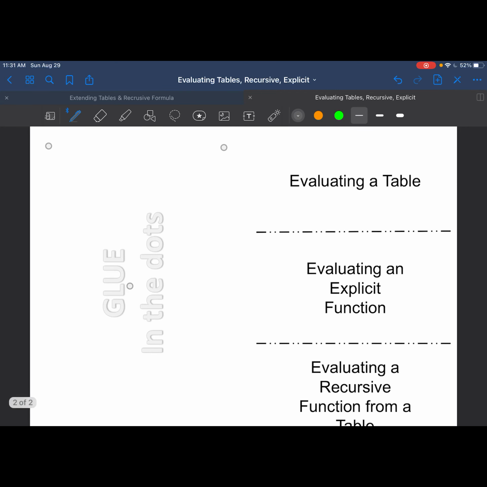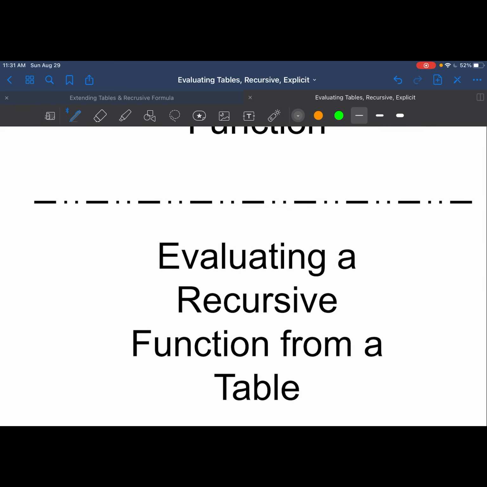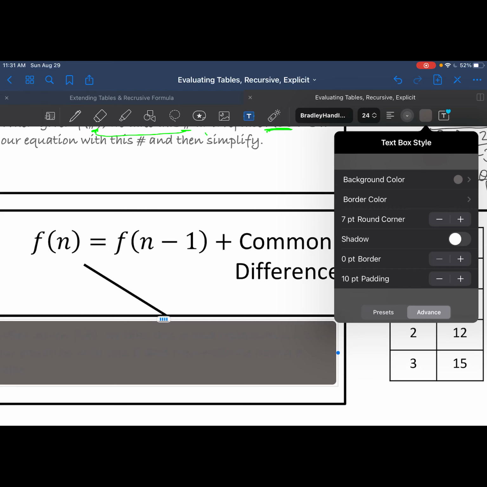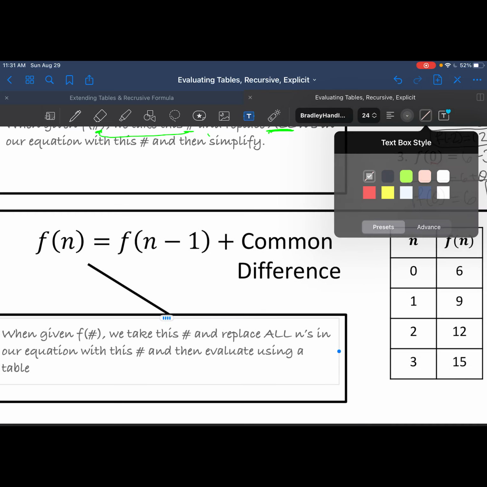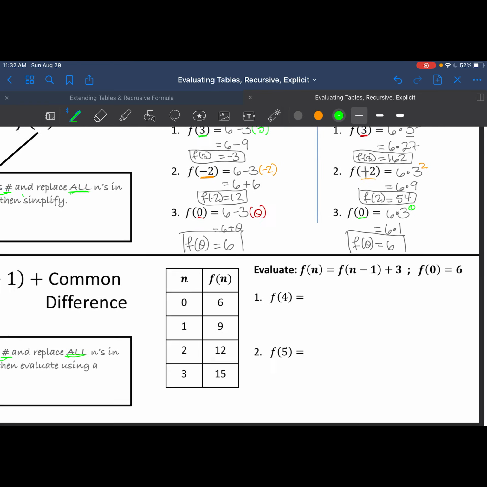All right. Next up, we have evaluating a recursive function from a table. I want you to write underneath in the box here: when given f of a number, we take this number, the number here, and replace all n's in our equation with this number, and then we'll evaluate using our table. So let's look at this.